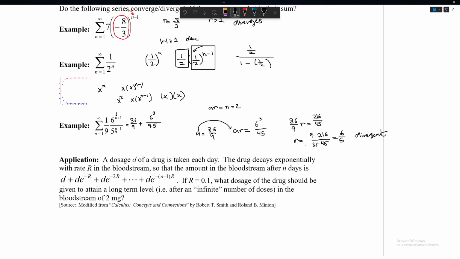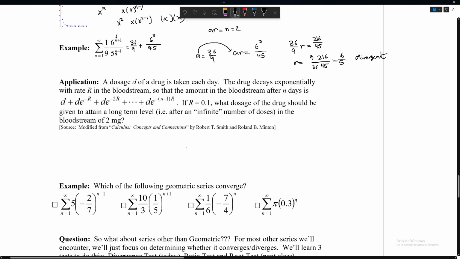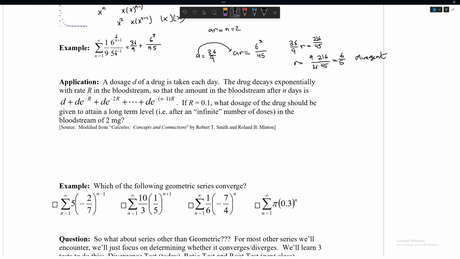And that is your other way you can get your R: you can get your A by subbing in n equals 1, and you can get your R by subbing in n equals 2, sub in your A as well, and solve for R. Okay, here we have a dosage of a drug taken each day. The drug decays exponentially with the rate R in the bloodstream, so that the amount in the bloodstream after n days is given by this sum, and R, the drug decay rate, equals 0.1. What dosage of the drug should be given to attain a long-term level after an infinite number of dosages?